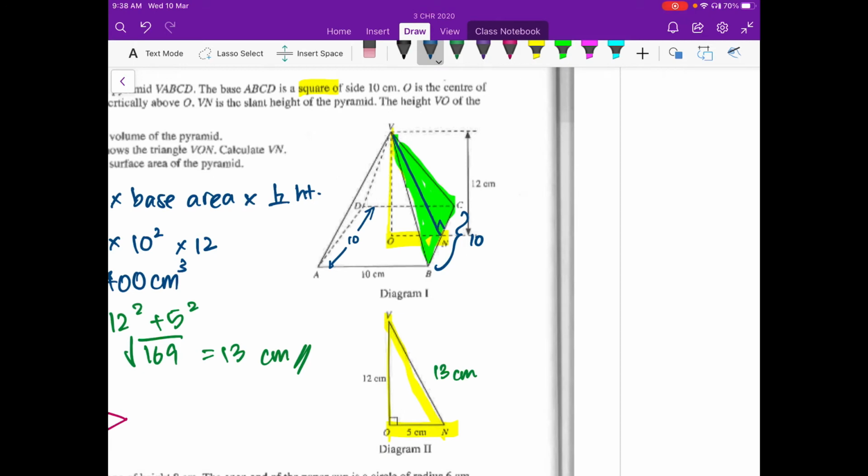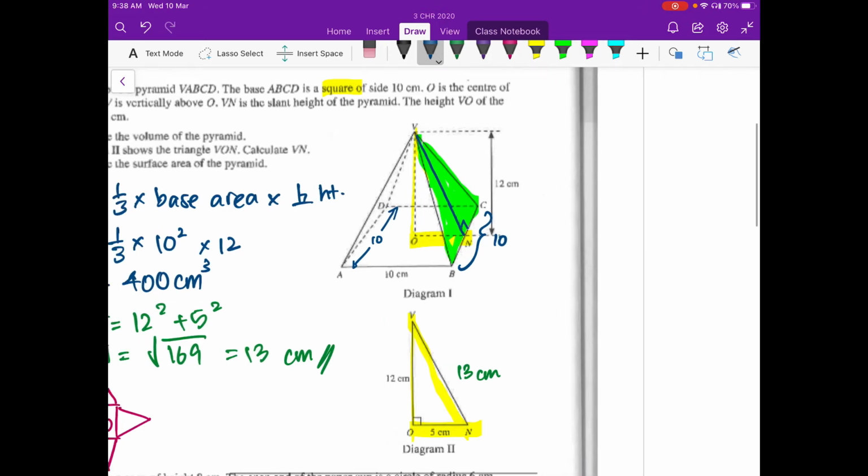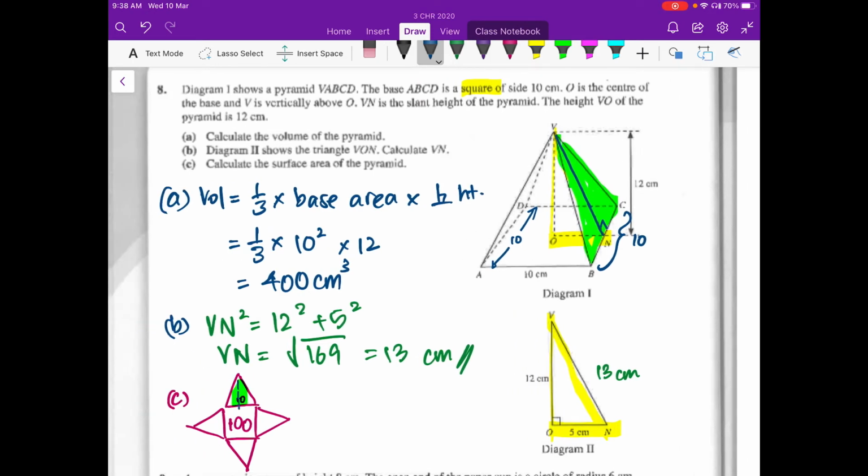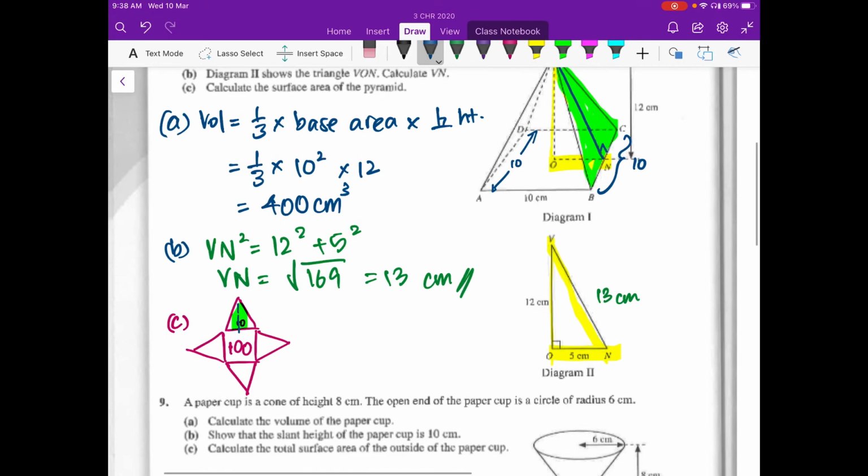Yeah, this triangle VON came from the original pyramid. No, it's the same. So here we have 13 as the perpendicular height. In summary, area will be our square at the bottom plus 4 triangles. Half times the base times the height, which is 13. So 100 plus 260, equal to 360.